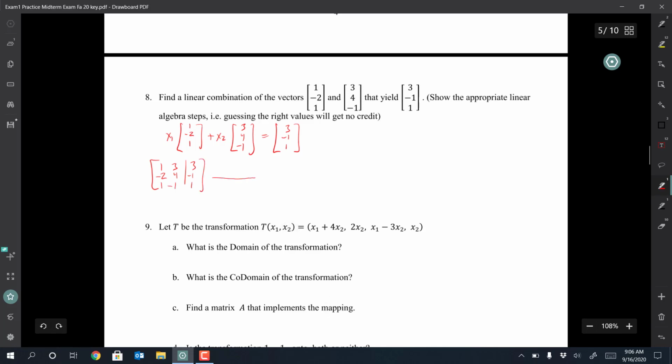And I'll do my row reduction. I'll do row 2 plus 2 times row 1. First row stays the same. Second row becomes negative 2 plus 2 times 1 is 0. 4 plus 2 times 3 is 10. Negative 1 plus 6 is 5. And then I will also do row 3 minus row 1. I will get 0. Negative 1 minus 3 is negative 4. 1 minus 3 is negative 2.